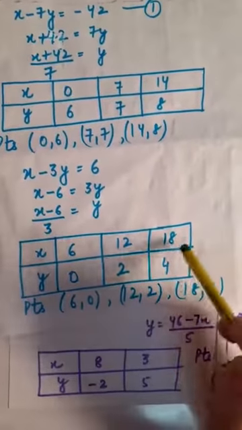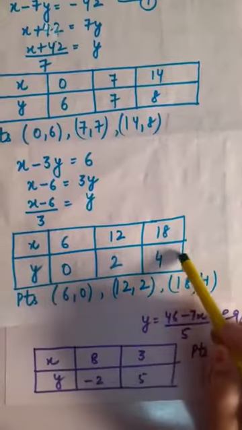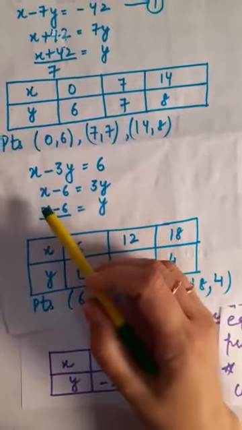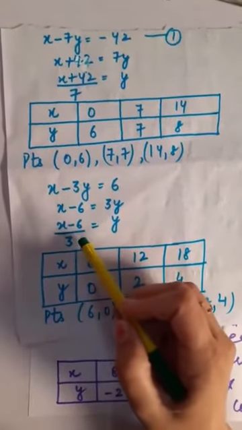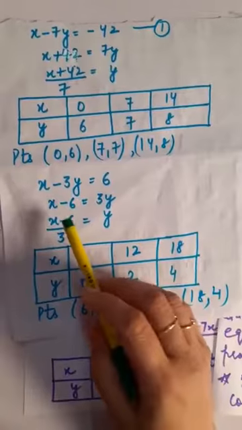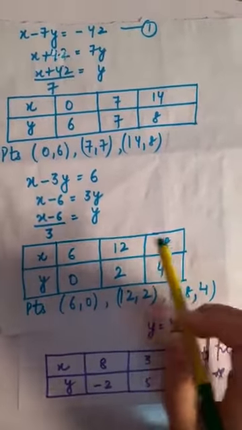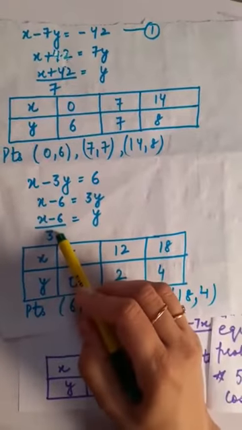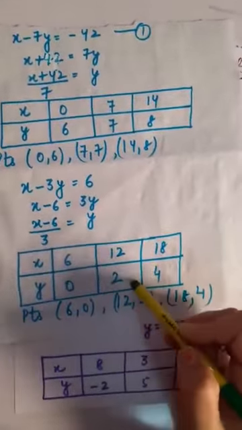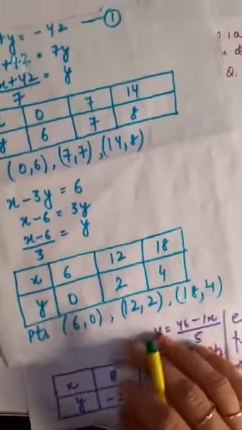In the same manner children, you have to keep on taking values of x and you will keep on getting values of y. See, the very first case, if I have taken x is equal to 6, then 6 minus 6 will become 0, 0 divided by 3 will be 0. Similarly, 12 minus 6 will become 6, 6 divided by 3 is equal to 2. Now I am putting here 18. 18 minus 6 is 12, 12 divided by 3 will become 4. So the points are 6, 0, 12, 2, 18, 4. These are the points which I am going to plot on the graph.